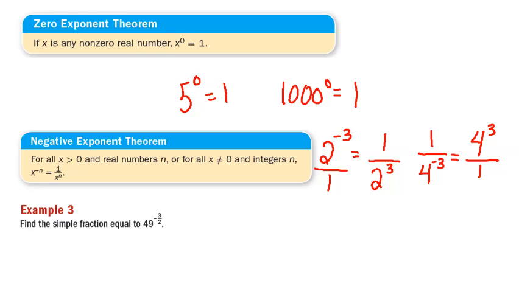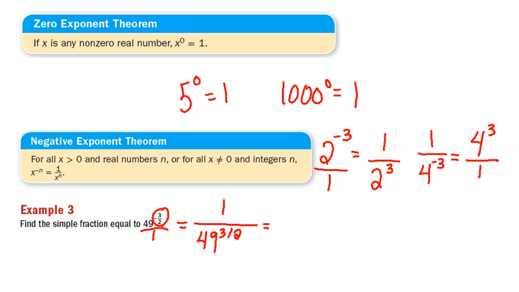So if we're looking at 49 to the negative 3 over 2 power, that combines our negative exponent theorem with the rational exponent theorem that we just talked about on the previous slide. Because this is a negative exponent, it's telling me that this 49 does not want to be in the numerator of its fraction. So we're going to move it to the bottom, which means I'm going to have a 1 on top, and then I have 49 to the 3 over 2.